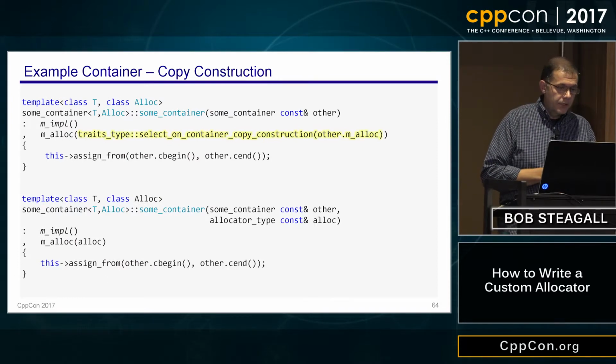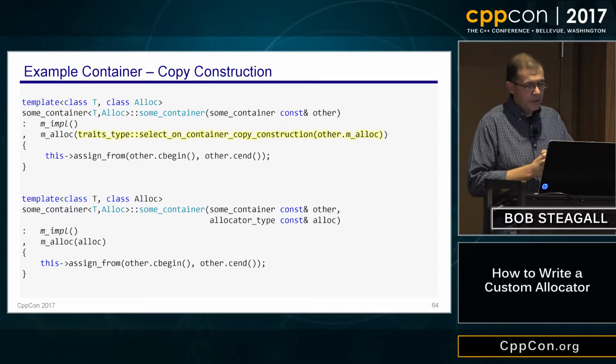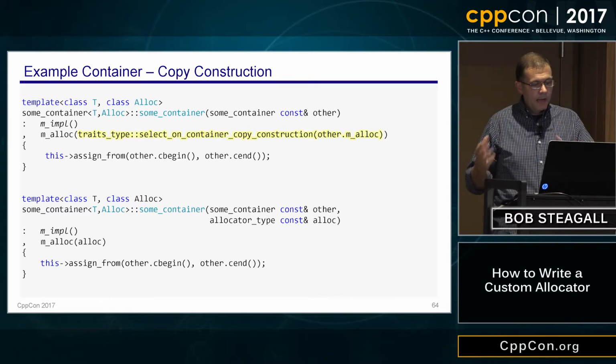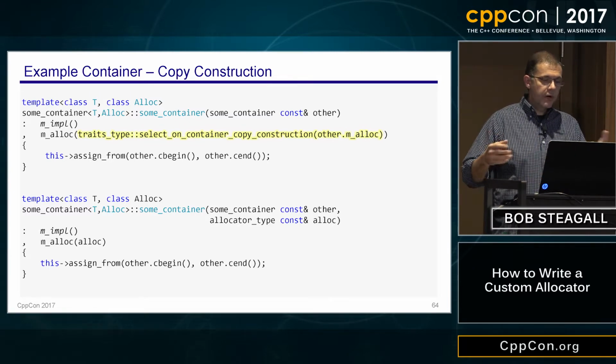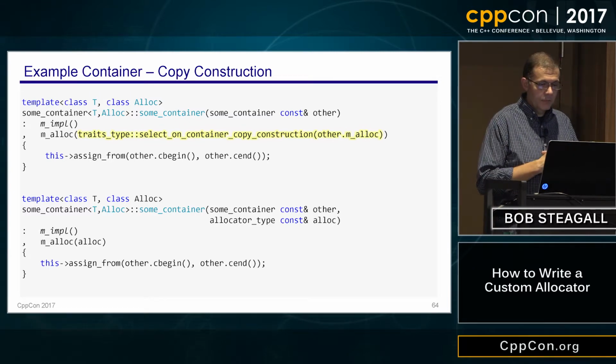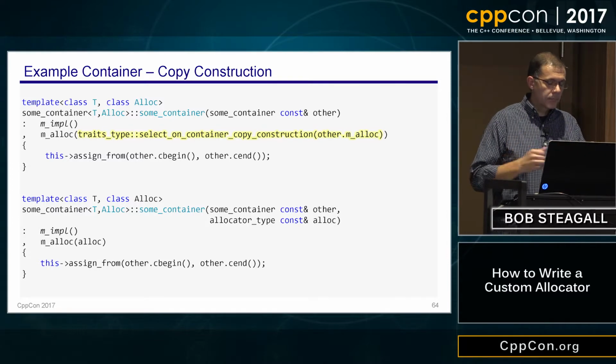So for copy construction, in the first copy constructor, I'm copy constructing another container and I don't have an allocator argument. This is where that funny select_on_container_copy_construction function comes from, and this is where it's used.